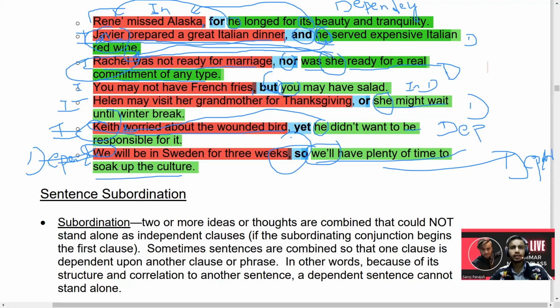It's okay, guys. Now try to understand. Okay, this is how complex sentences can be formed.